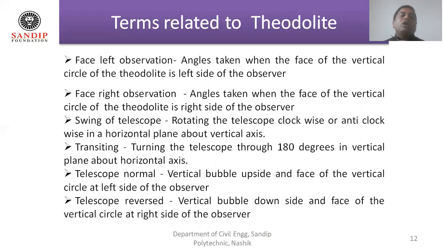That means, see, if you want to change the face of the instrument, you have to perform two operations. First is transiting and then swinging. Then you can change the face of the instrument.